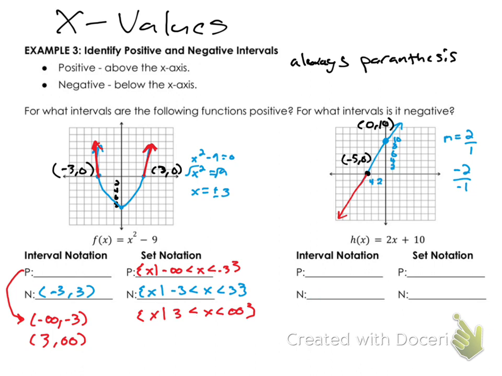So, again, it's negative below the x-axis. So it's negative from negative infinity to negative 5. Talking about the x values. Negative infinity to negative 5. And then it's positive from 0 to infinity. A lot of people want to say, I'm sorry, I just messed up. And then it's positive from negative 5 to infinity. I went dyslexic there for a second. All right. It is negative from negative infinity to negative 5. And then it's positive from negative 5 to infinity there. Okay.